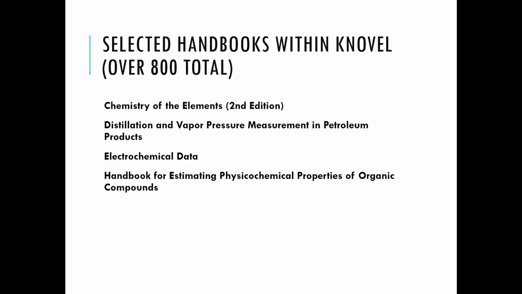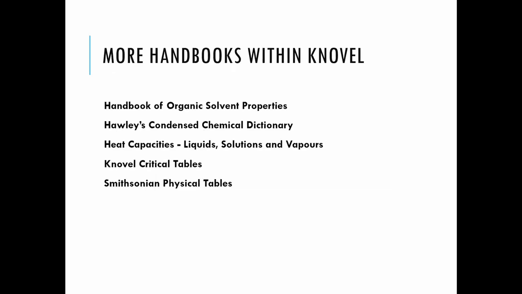Okay, and here's an example of some of the 800 handbooks in Novel that you can search. Electrochemical data, handbook for estimating physico-chemical properties of organic compounds. Let's look at the next slide. There's other handbooks here. Novel critical tables for the more established chemical substances, and so on.